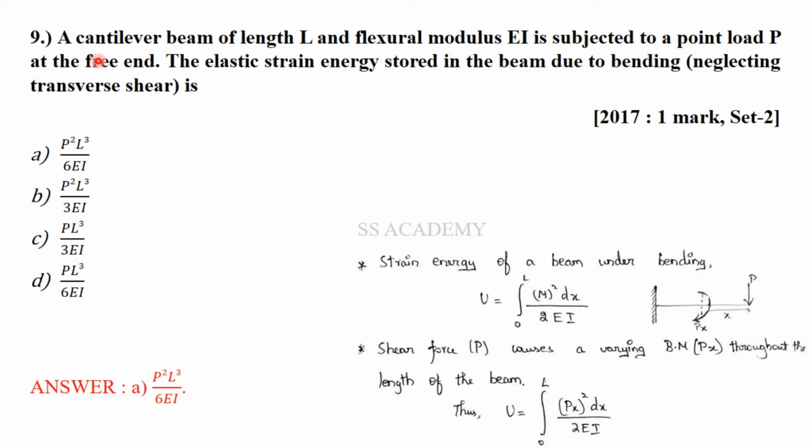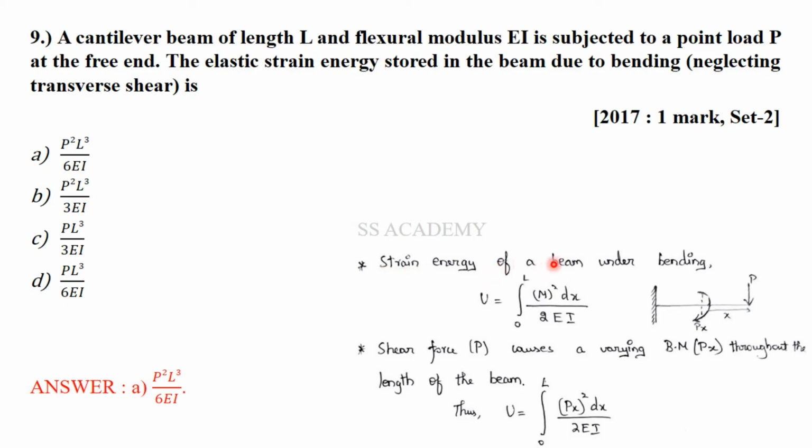A cantilever beam of length L and flexural rigidity EI is subjected to a point load P at the free end. The elastic strain energy stored in the beam due to bending, that is neglecting transverse shear due to the shear load, is asked. They have asked the elastic strain energy stored in the beam due to bending alone. It is a 2017 Set 2 GATE 1 mark question.